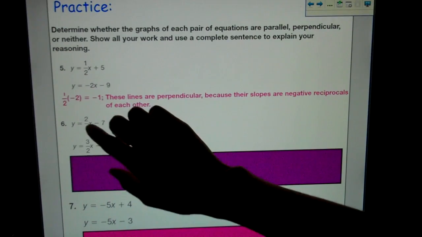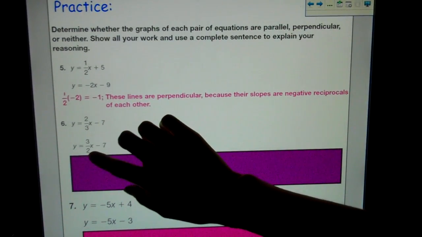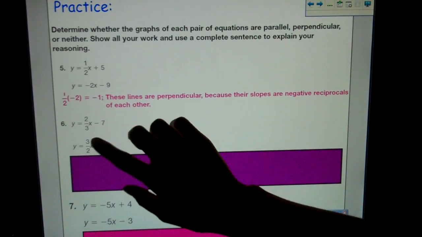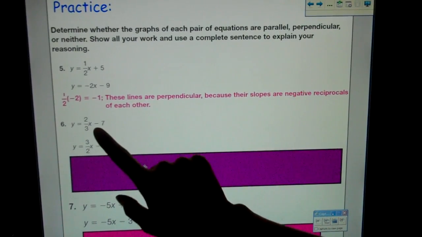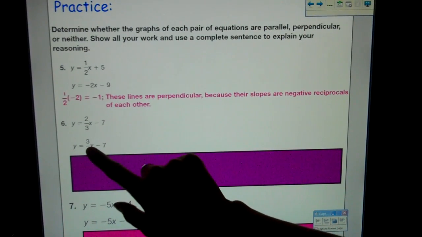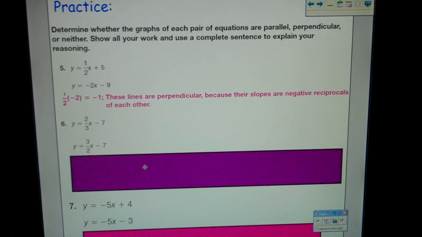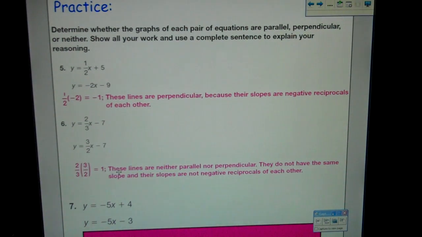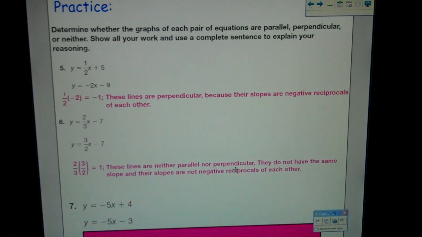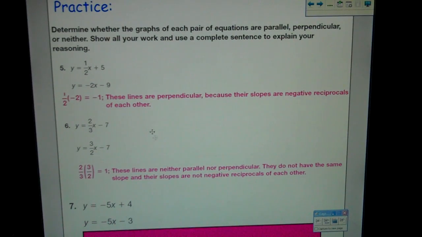Look at these. Okay, 2 over 3 and 3 over 2. They're not the same, so they're not parallel. However, they're both positive, so the negative part is not coming in here. Let's look and see what they have. These lines are neither parallel nor perpendicular. Their slopes are not the same, and their slopes are not negative reciprocals. So these are neither. They're just going to have one solution, but they're not parallel or perpendicular.